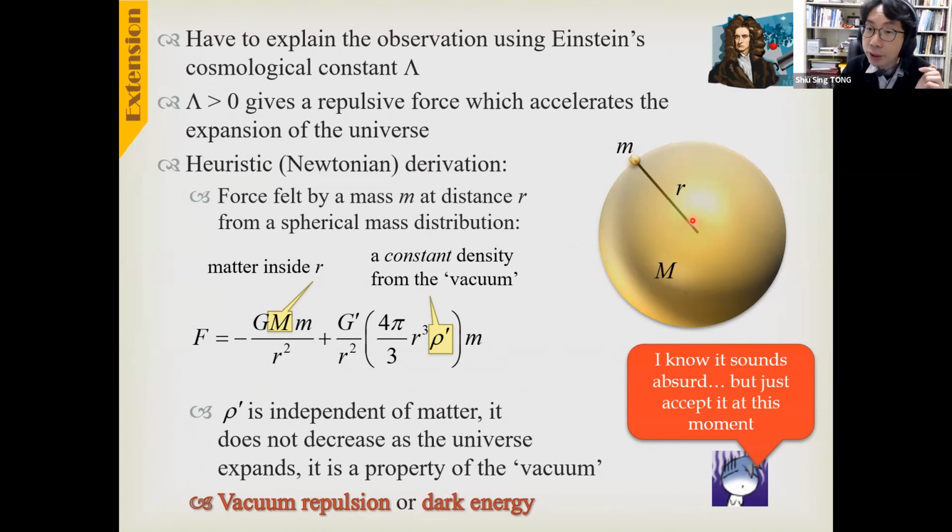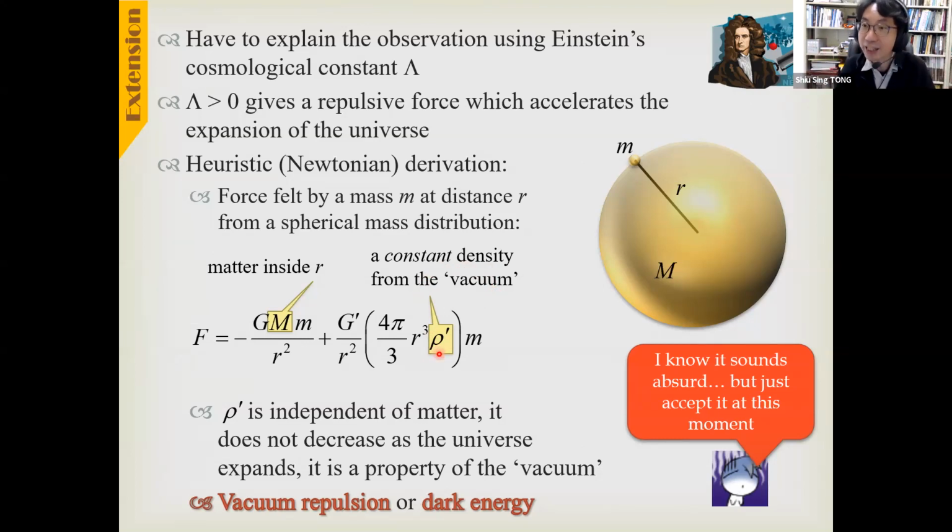Okay. And if you consider the attraction force between this large mass, which is the mass of the universe, and the small mass on the surface of the universe, then you have this term due to Newtonian gravity. So the force is minus GMm over r squared, and the force is obviously attractive. Okay, so that is a force that slows down the expansion of the universe because the force is attractive. But we also have a repulsive force. The repulsive force is due to a constant density from the vacuum. This is absurd. If that is a vacuum, how come you have a density? But let's assume it being true at this moment.